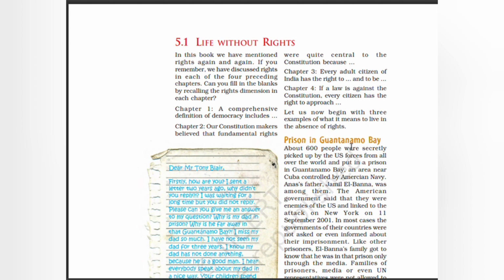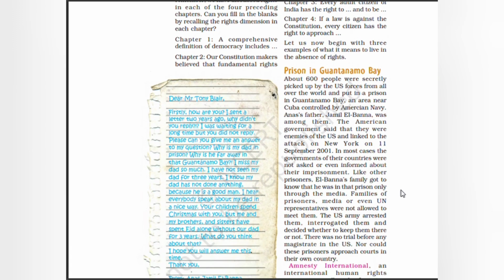Prison in Guantanamo Bay. About 600 people were secretly picked up by the US forces from all over the world and put in a prison in Guantanamo Bay, an area near Cuba controlled by the American Navy. Anas's father, Jamil El-Banna, was among them. The American government said that they were enemies of the US and linked to the attack on New York on 11th September 2001. In most cases, the governments of their countries were not asked or even informed about their imprisonment. Like other prisoners, El-Banna's family got to know that he was in prison only through the media.